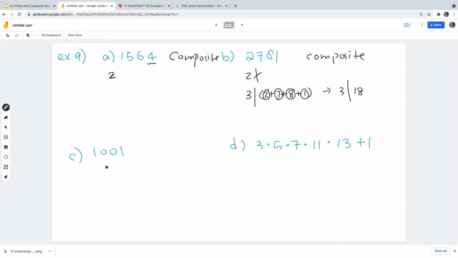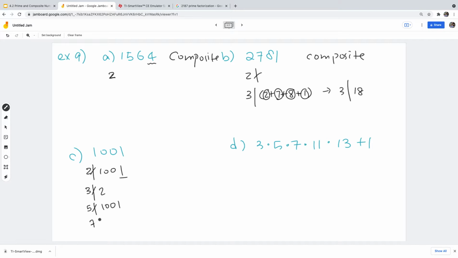How about 1001? Does 2 divide 1001? No, it doesn't, because it's not an even number. Nope. So how about 3? Let's add the digits together, and 1 plus 0 plus 0 plus 1 is 2. So no, it's not divisible. Next prime, 5. No, it's not. It doesn't end with a 0 or 5. So 5 doesn't divide 1001.